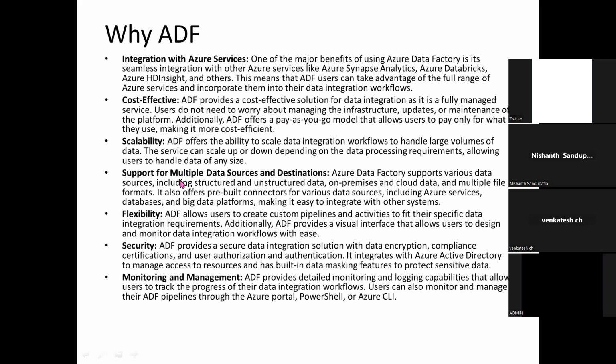Okay, and it supports multiple data sources and destinations. It's not that only one or two it connects, right? It offers so many pre-built connectors. Like if you want to connect to Salesforce, there is already a connector available. You can connect and get it, right? And if you want to connect to on-prem, let's say you have on-prem data available, you can connect to that. It also includes structured and unstructured data.